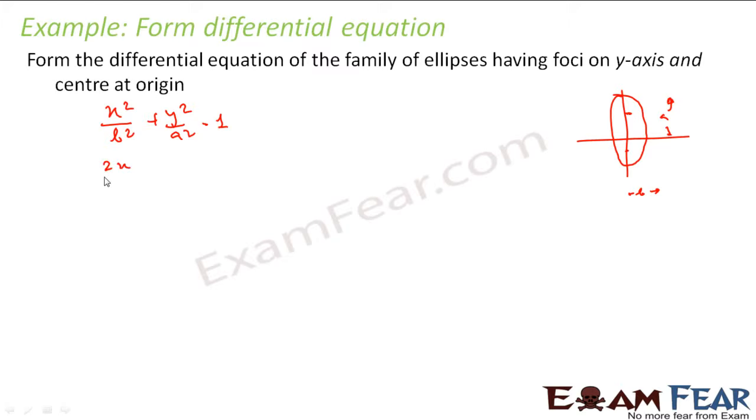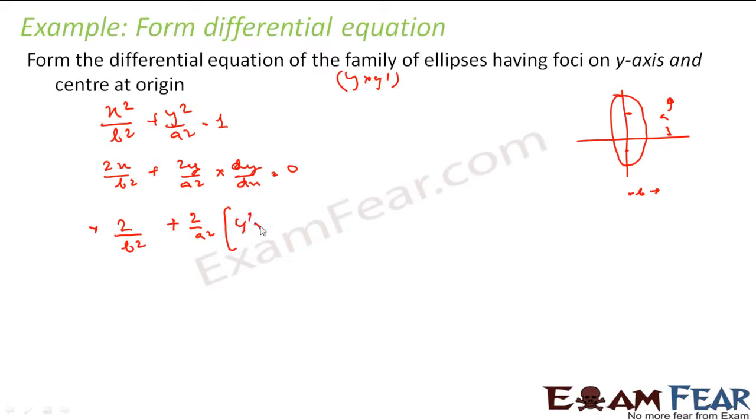So this becomes 2x by b square plus 2y by a square into dy by dx is equal to 0. So that is my first equation. Let's differentiate once again. So this becomes 2 by b square plus, here you have 2y into y dash, so 2 by a square I will take common. You have y into y dash, I have to differentiate, right? So I'll differentiate this guy first. This becomes y dash into this guy constant, plus, keeping this guy constant, differentiate y dash, this becomes y double dash. Correct? That's what we get.